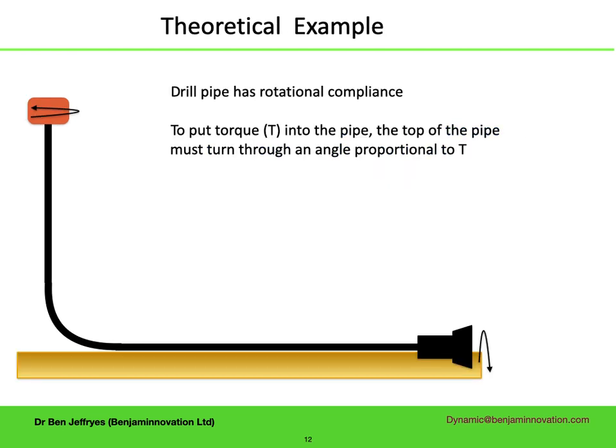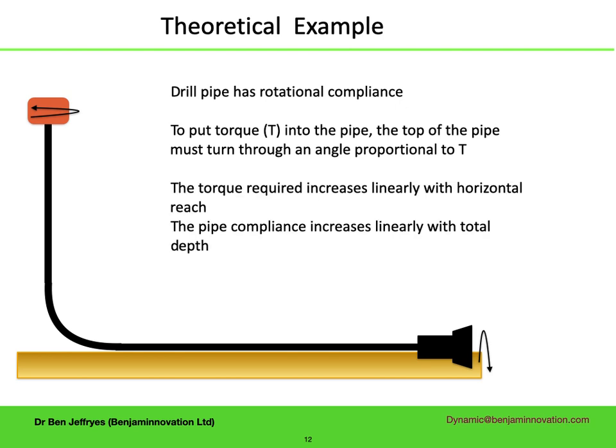The pipe is compliant rotationally. It twists when torque is applied. To get torque into the pipe, the top of the pipe must turn through an angle proportional to the applied torque. The torque required is going to increase roughly linearly with the length of the horizontal. The pipe compliance is also increasing linearly with total depth.